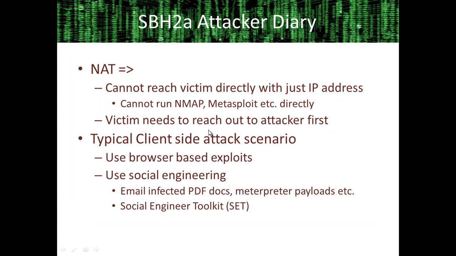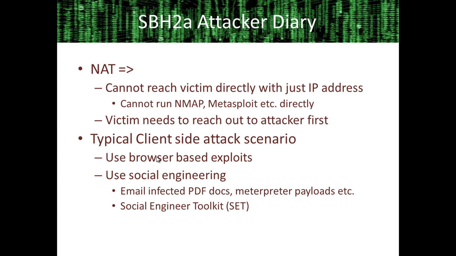Well, whenever a victim is using NAT, it is not possible for the attacker to reach the victim directly with just an IP address. Hence, we cannot run Nmap, Metasploit or any of these tools directly by using the victim IP address. So typically the victim would need to reach out to the attacker first. This is a typical client-side attack scenario. Now there are multiple techniques using which an attacker can still compromise the victim. The first being browser-based exploits, which is what we will look at in this demo.